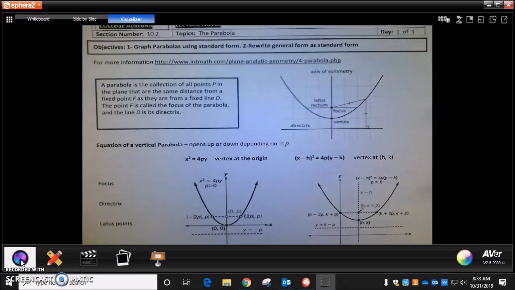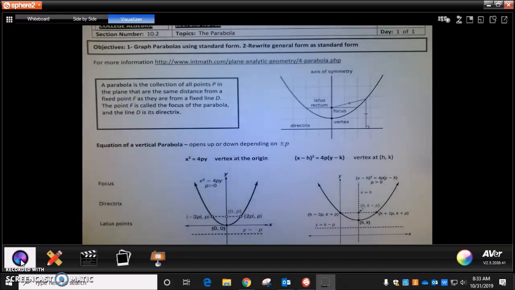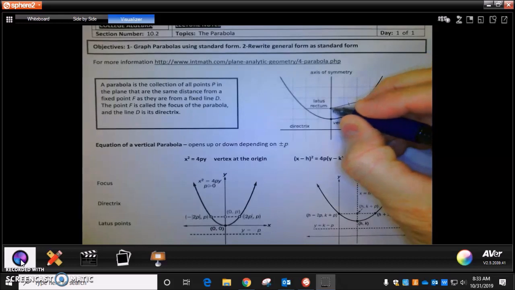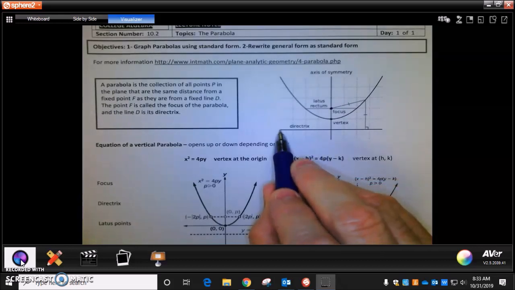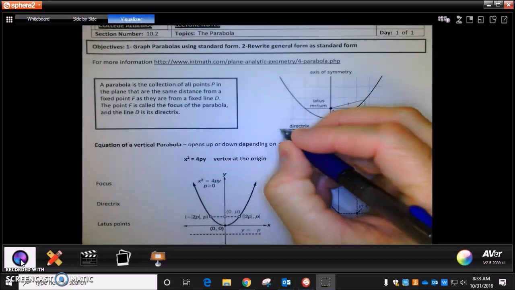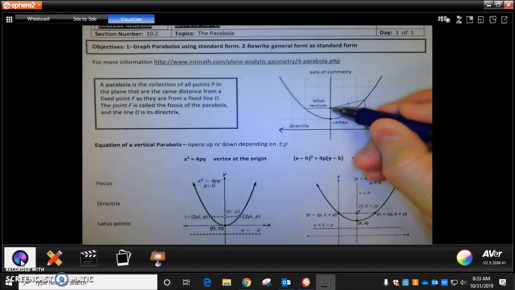The definition of a parabola is, if you look over here in the box, it's the collection of all points in the plane that are the same distance from two things. One is a fixed point called the focus. This is the focus. And another is a fixed line, which is called the directrix. And that's what this down here is. So this is a line. Okay, so we've got a line and we've got a point.